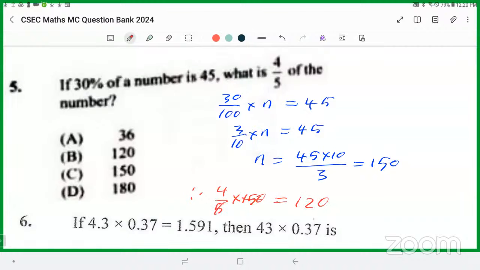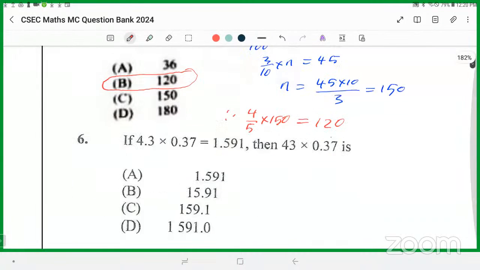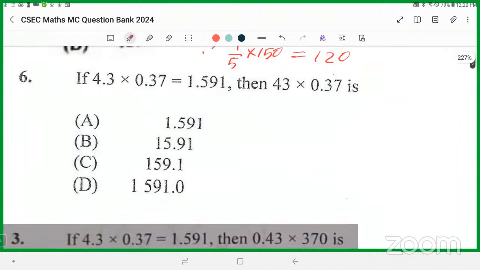Because 5 into 150 was 30, 4 times 30 is 120. So it's the same answer, 120. That is it. So it's really the same question, but with different values. Here's another question where you can look at the values and know the answer.